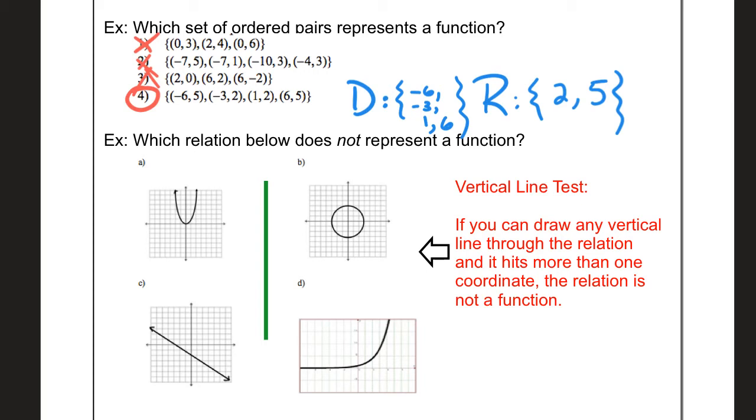Okay, so on the last slide I mentioned something called the vertical line test. Basically, this is a quick way of telling if a graph is a function or not. So first, you have to know what a vertical line is. A vertical line is, think about laying your pencil flat on the paper.